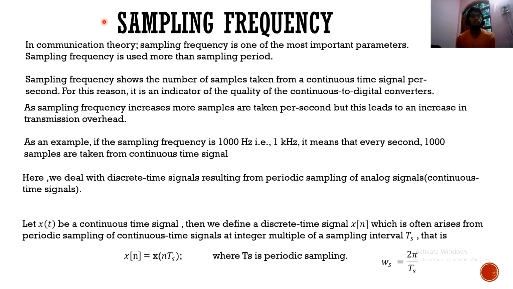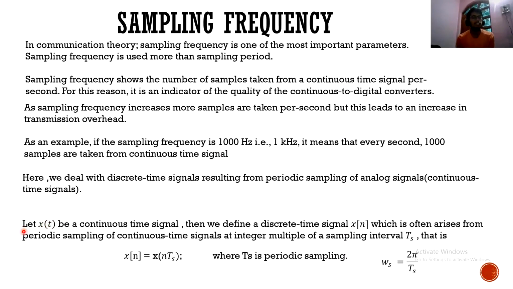The sampling frequency is one of the most important parameters in communication theory. The definition goes as follows: sampling frequency shows the number of samples taken from a continuous time signal per second. For example, at 1000 Hertz, 1000 samples are taken every second from that particular continuous time signal. Further, we will discuss how the sampling frequency decides which signal will be sampled or not, and how overlapping leads to mismanagement of the sampling frequency.